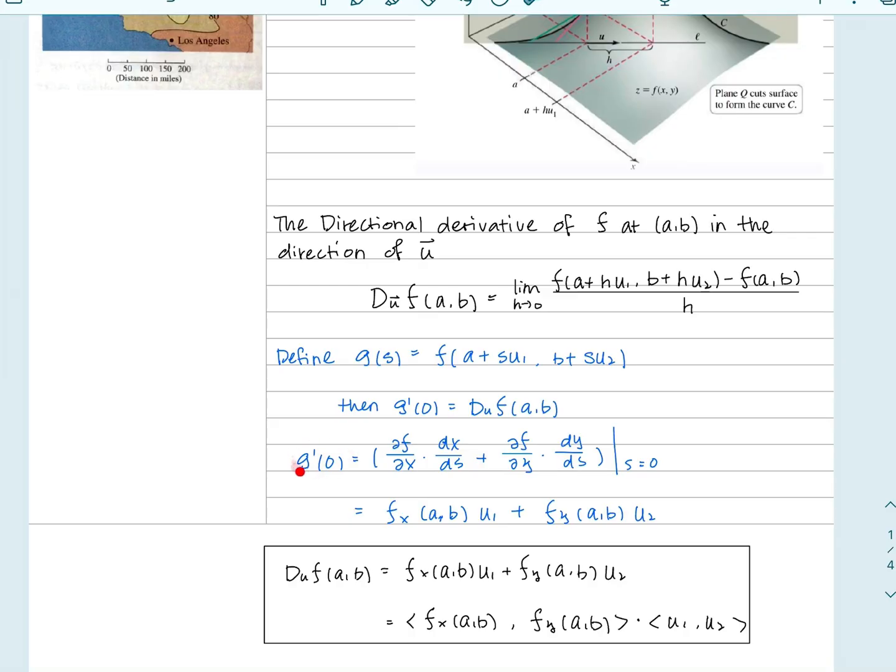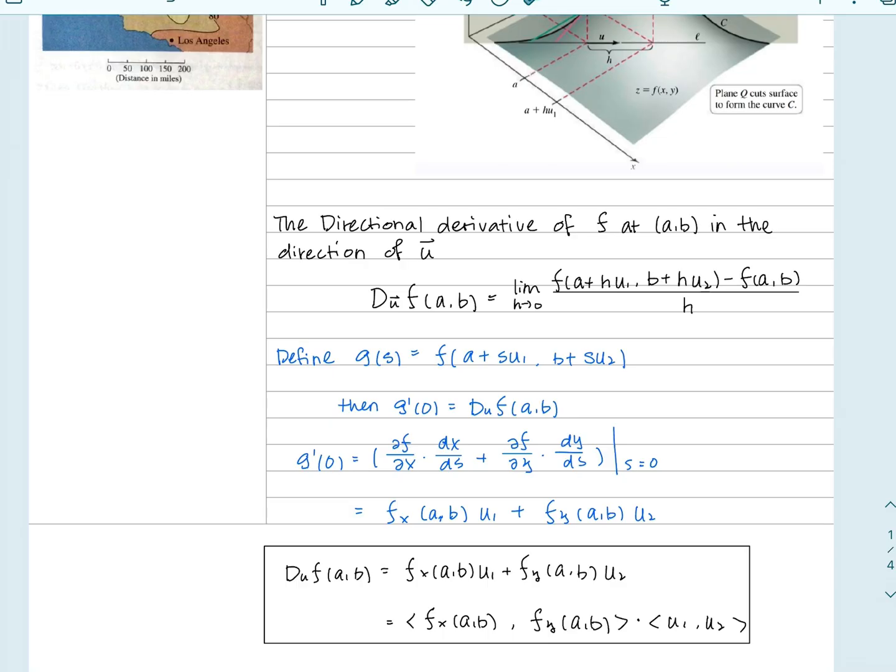Then g prime of 0: since g is a function of x and y, and both x and y are functions of s, remember, using the chain rule, the derivative should be the partial derivative of the function with respect to x, times dx/ds, plus the other branch of the tree, the partial derivative of the function with respect to y, times dy/ds. That's the chain rule. And then when s is 0, we can find the directional derivative.